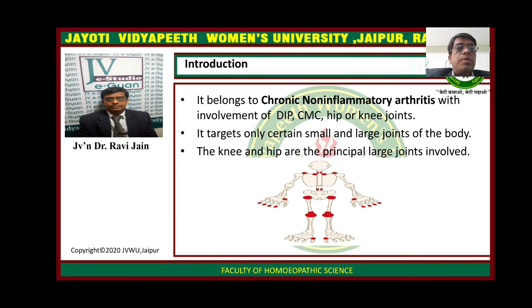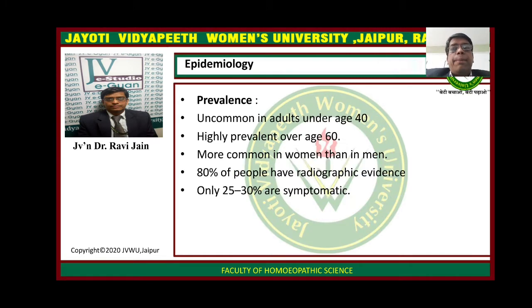Both are larger joints. Now we come to the epidemiology. In epidemiology, we have the prevalence. It is uncommon in adults under the age of 40 years. So we can say that osteoarthritis is usually more common in old age people. There is a high prevalence of this disease over the age of 60 years. It is also more common in women than in men.